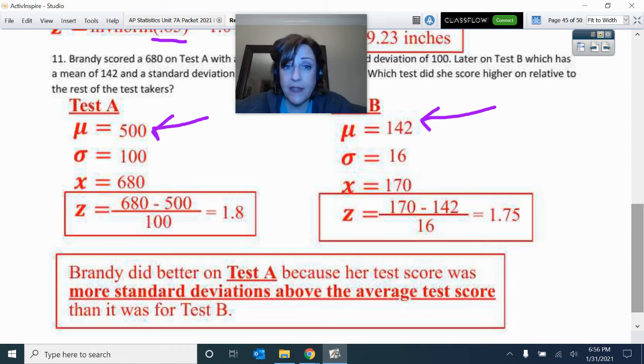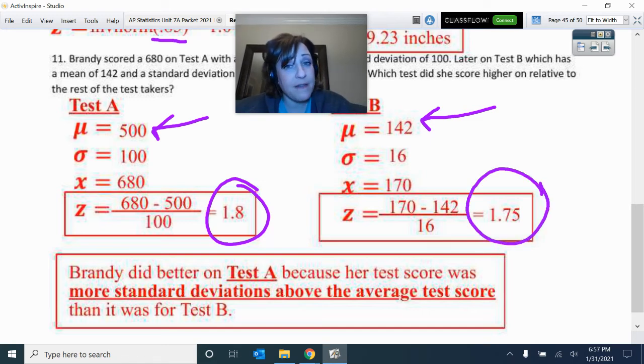So that means we need to find the z-score. For her, on test A, she was 1.8 standard deviations above the mean, but on test B, 1.75 standard deviations. So not quite enough. Brandy definitely did better on test A because her score was more standard deviations above the mean.